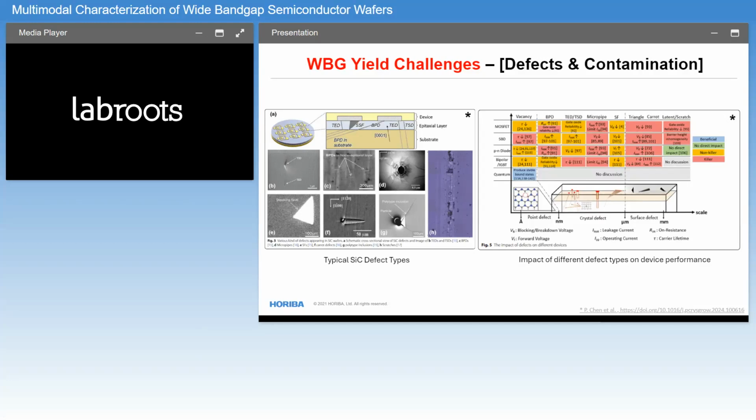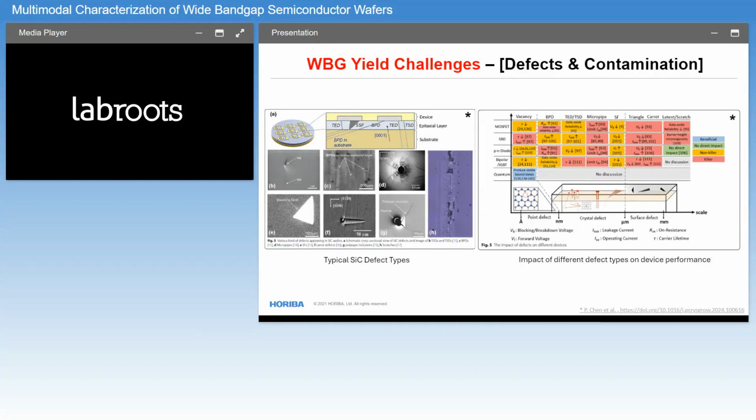Now, whatever the defects, the job is to characterize each of these types of defects, understand their impact on device performance, and proceed from there. And these guys have done a very good job in documenting what these defects would look like under different measurement modalities. But more importantly, they have summarized the effects of each of these types of defects for different device architectures, as well as the severity of each one of them.